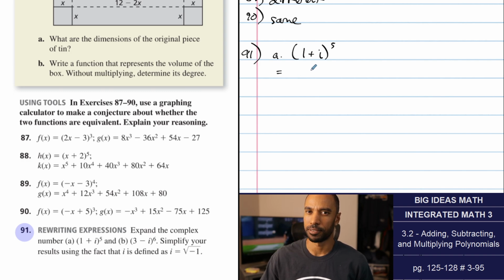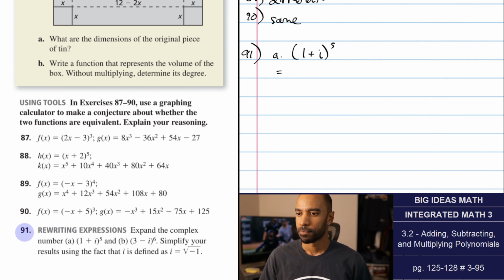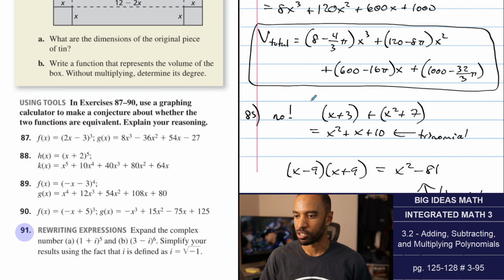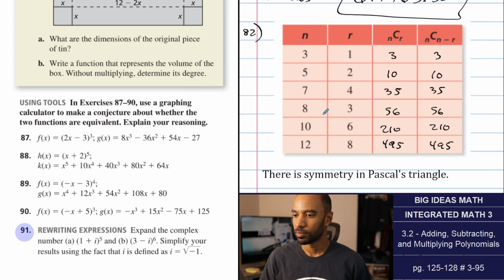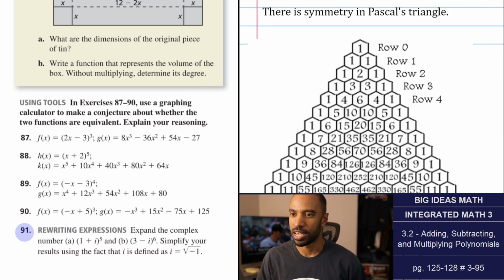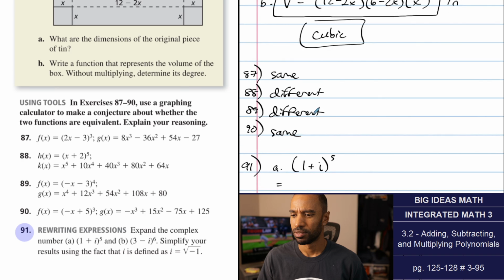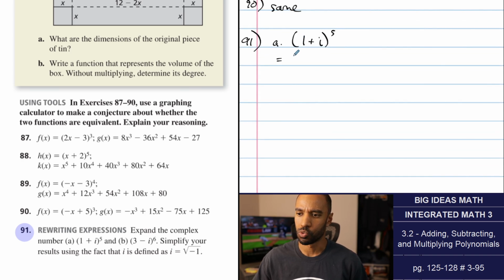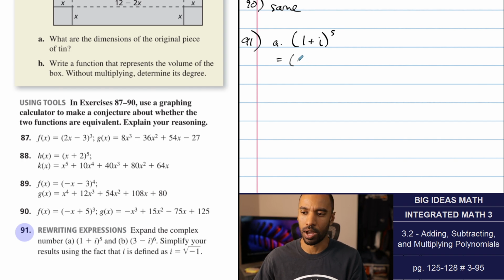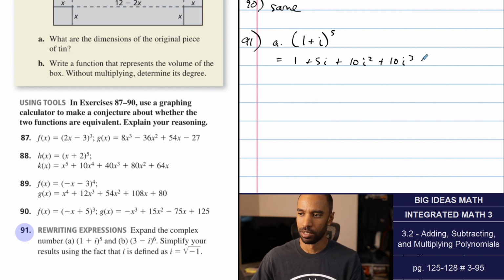Is it 1, 5? I forgot my numbers. Where's my Pascal's triangle I last used? There it is. 1, 5, 10, 10, 5, 1. I should know that one. All right, 1, 5, 10. So this is 1. So the cool thing is ones are just ones, right? 1, 5i, 10 i squared. I don't even need parentheses. 1, 5, 10, 10, 5, 1.